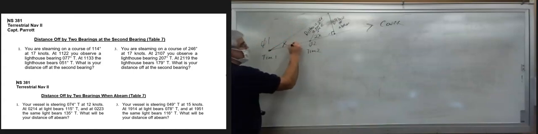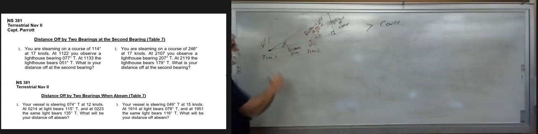Okay, now, because this creates an isosceles triangle, it's a beautiful thing. Distance run is distance off. So if that was 10 miles, that would be 10 miles. Okay? And if that's 10 miles and that's 10 miles, well, going through a whole process of like, this is one, I can figure out what that is too. Okay? Great. That's what we did in TNAV 1.